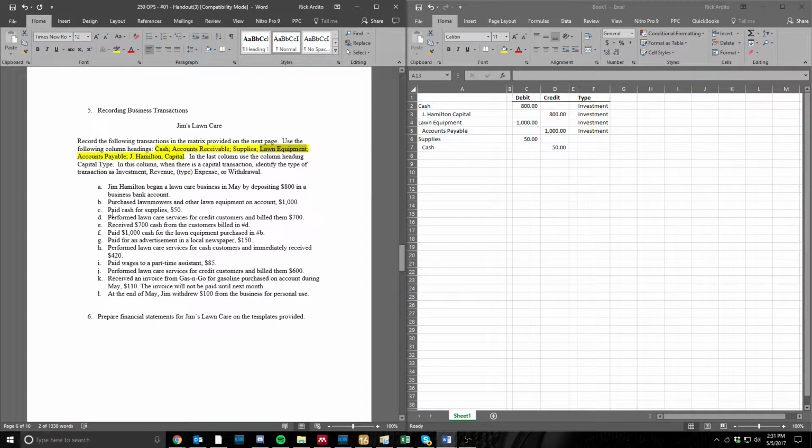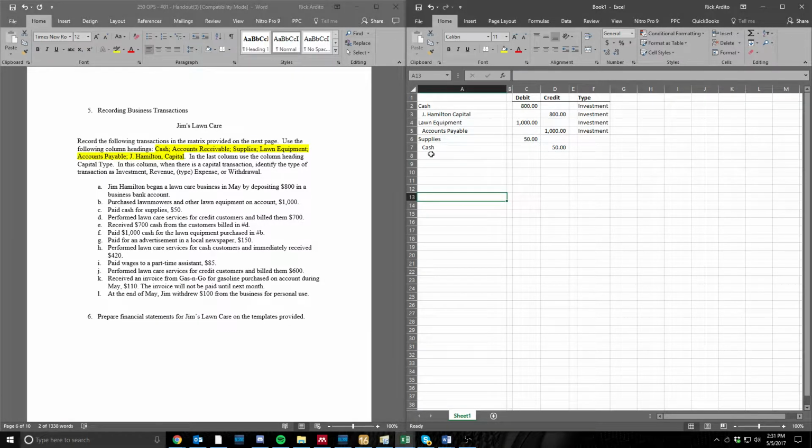The next entry says performed lawn care services for credit customers and billed them $700. So this is an expense. I'm sorry. This transaction was a revenue. So we performed lawn care services and billed customers $700. So we have two things here. We have an accounts receivable. This is the asset. We didn't get the cash. If they paid us cash today, we'd use cash, but they're going to pay us later. So instead, we're going to use accounts receivable. This is also an asset, accounts receivable. And we have lawn care services, right?